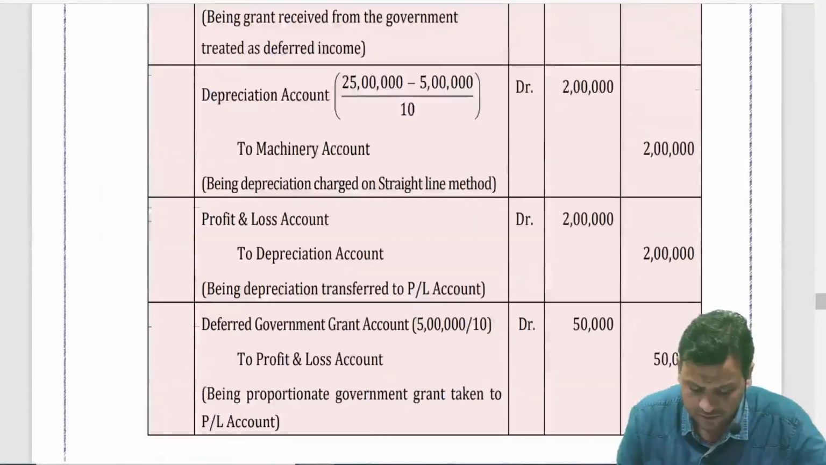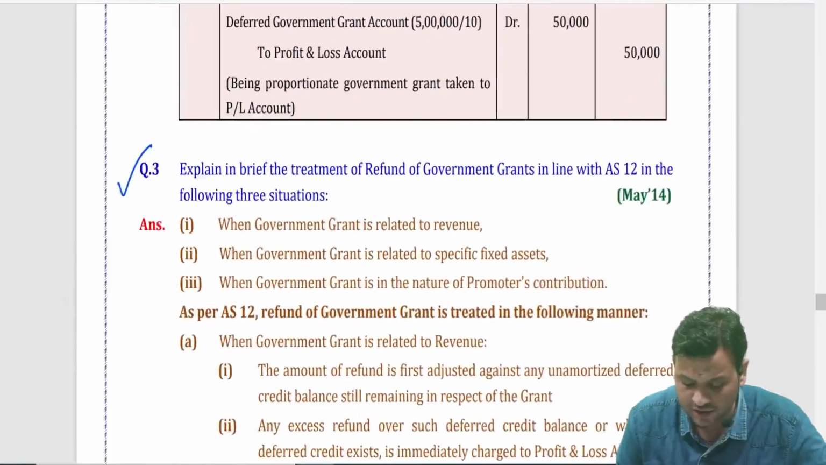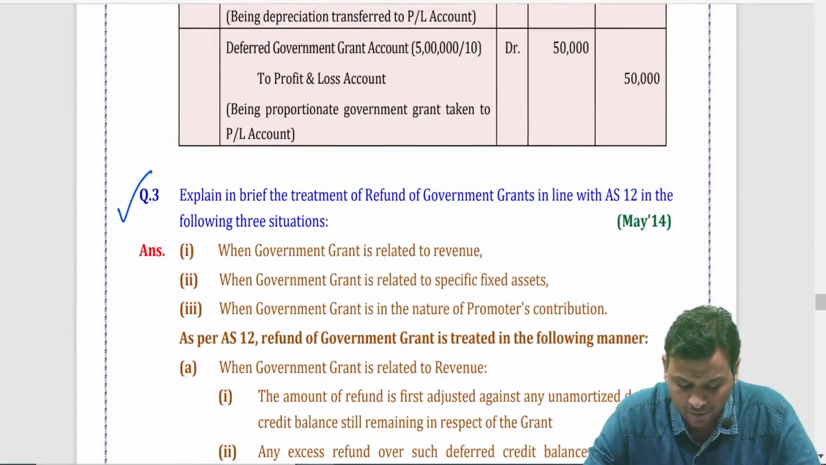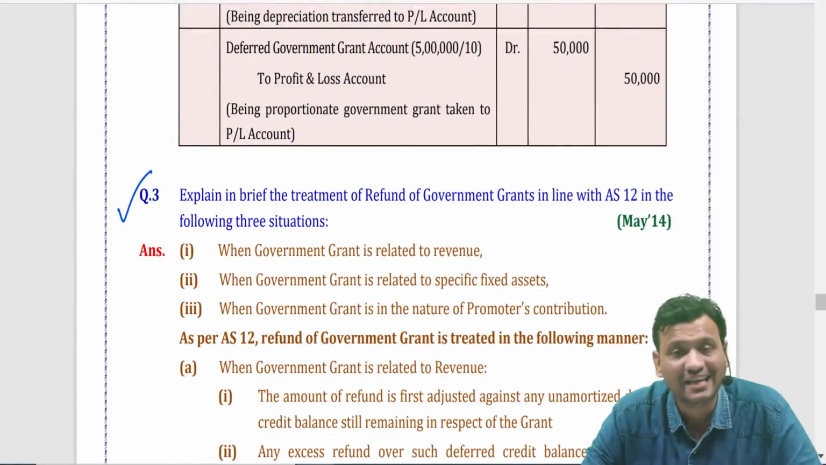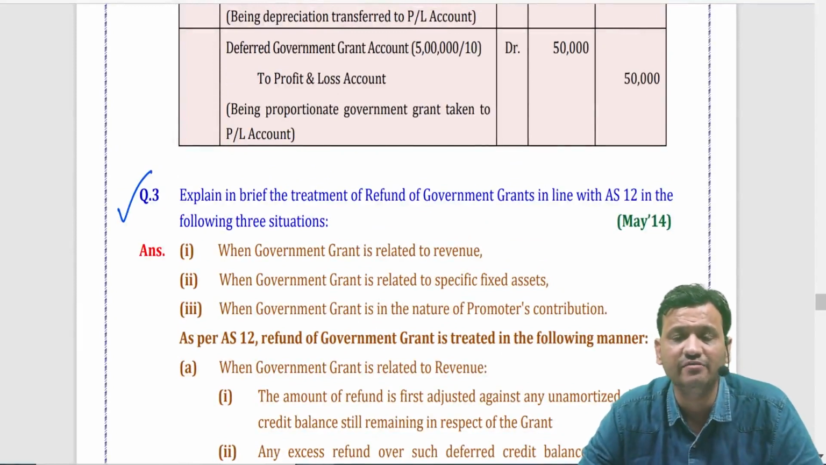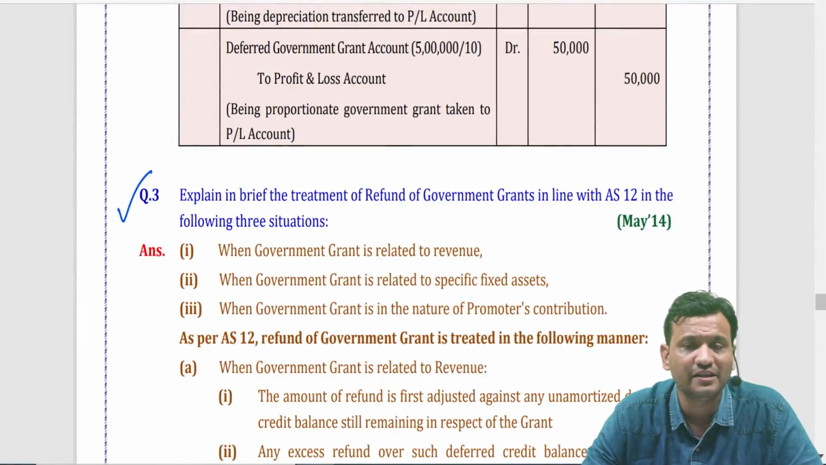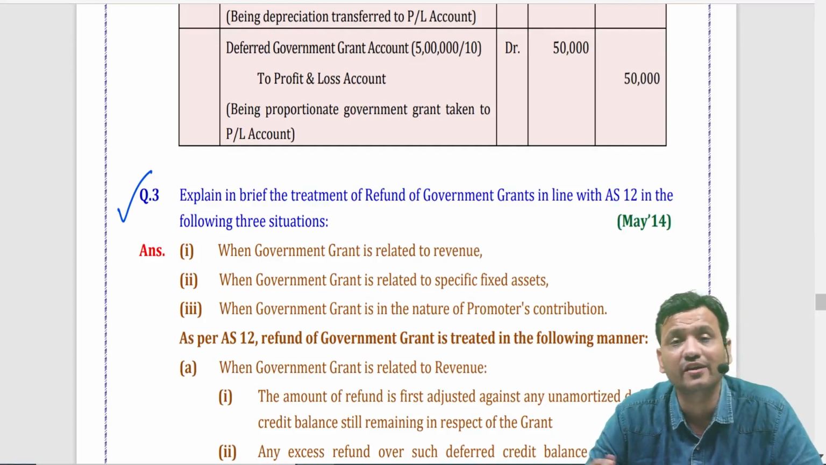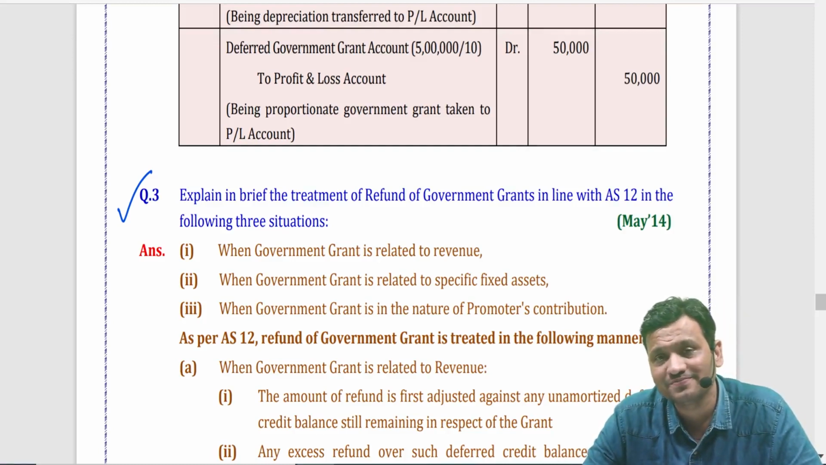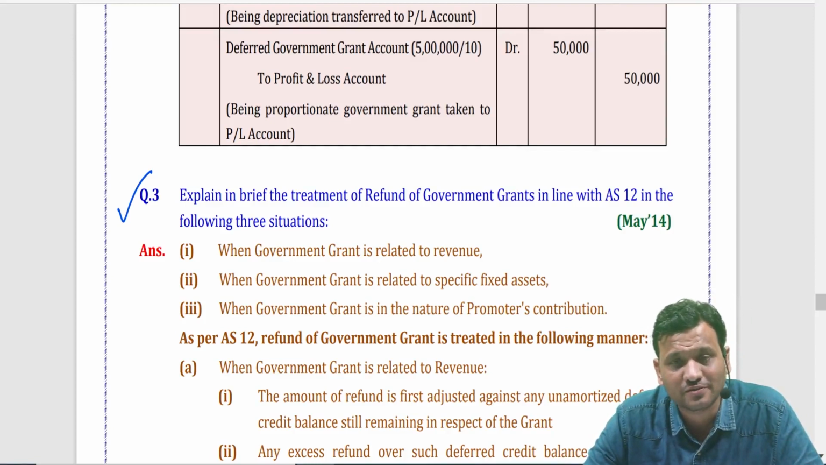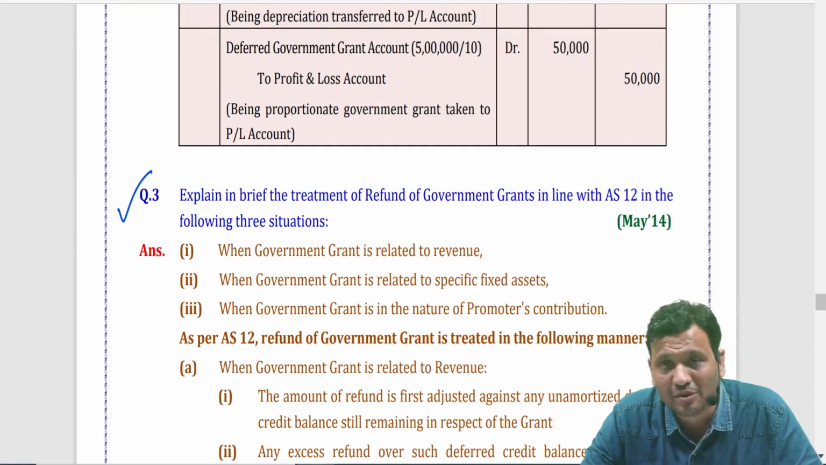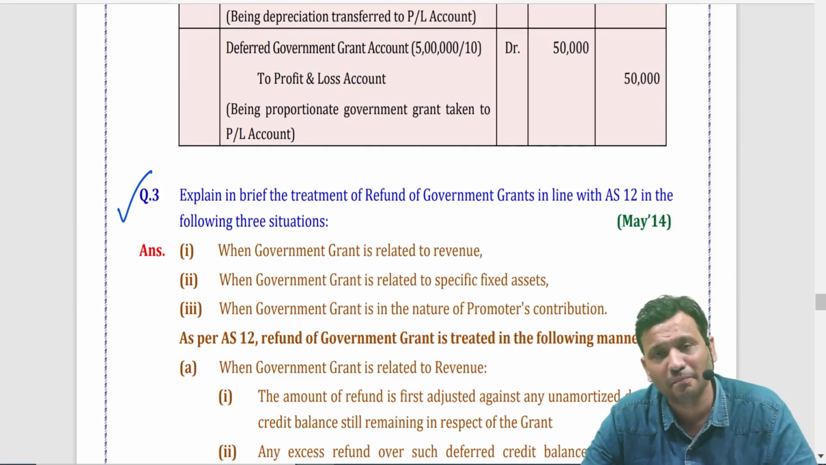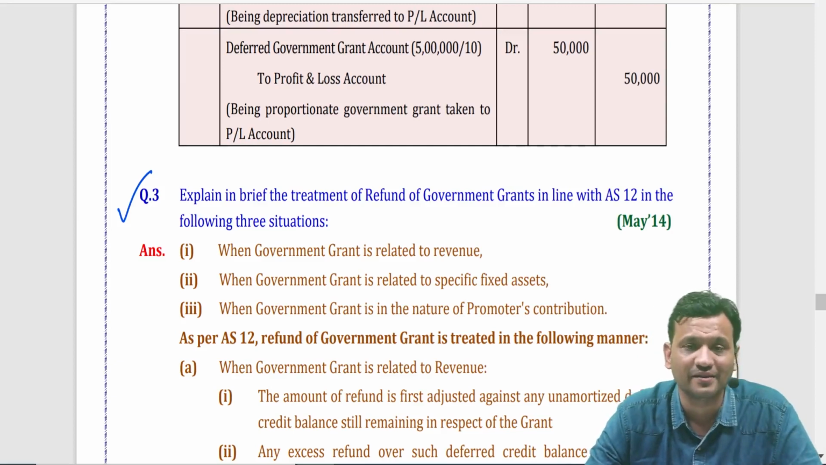Very small questions, friends. Some of the questions are already done in the class, so I'm not discussing those. Explain briefly the treatment for refund of government grants in line with AS12 when it relates to revenue. So if it relates to revenue, I will debit P&L, credit bank. But if we have credited deferred grant account, then what should we do? Then we should debit deferred grant account to the extent of available balance and credit bank. The difference will be debited to P&L.